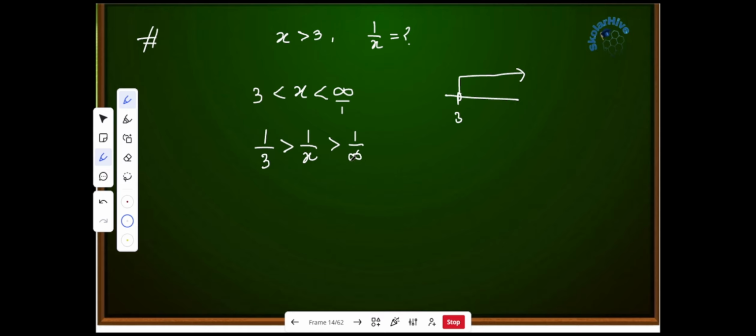As infinity is a very large number and you are going to divide 1 by a very large number, it means it will be very close to 0, so we can write it as 0. As x is greater than 3 and less than infinity, the value will not come exactly 0. So here we got 1 by x to be greater than 0 but less than 1 by 3. So the 1 by x value belongs from 0 to 1 by 3.